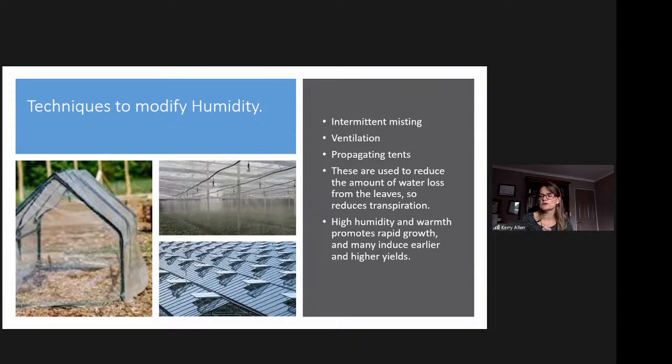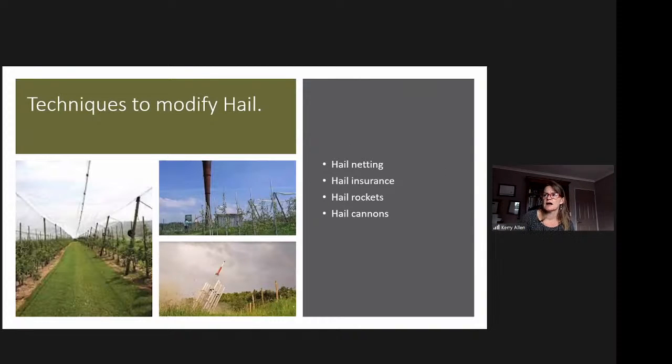Humidity. So here we will increase humidity predominantly in glasshouses or covered tents. We try to increase the water content in it and try and keep it warmer. So that increases that humidity, so you have better growth. Hail. I've got hail netting, insurance, rockets and cannons. In this country, we predominantly only use hail netting. Most places cannot get hail insurance anymore. And generally in New Zealand, we don't use hail rockets or hail cannons, but in other parts of the world, they do, with varying success.